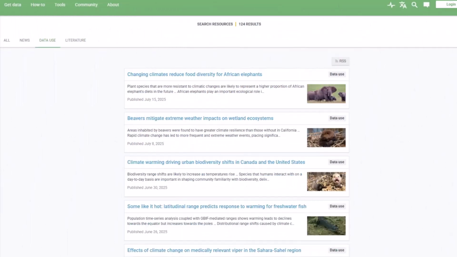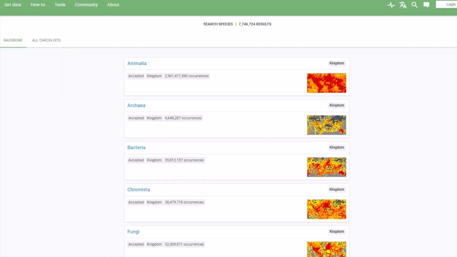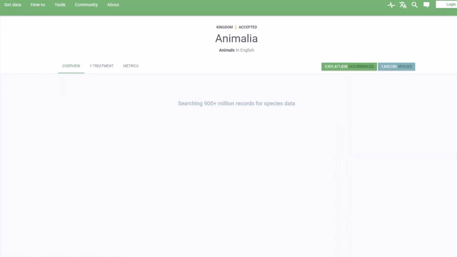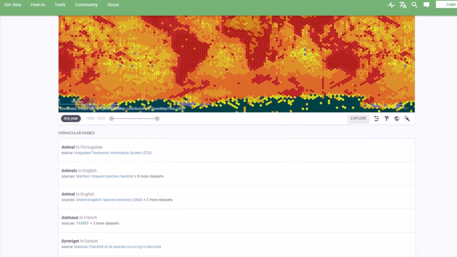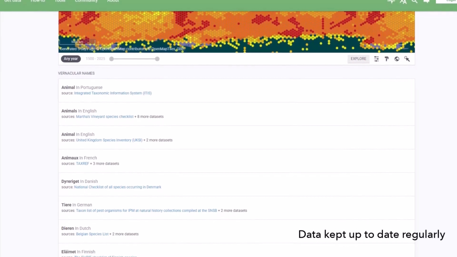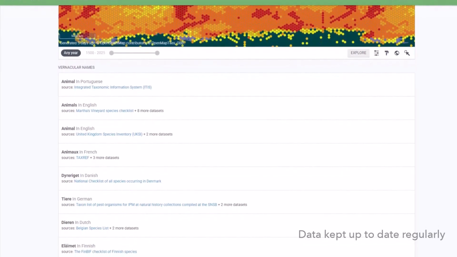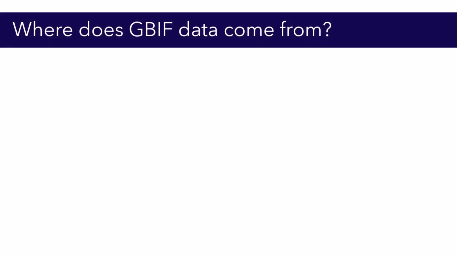GBIF does not collect new observations. They merely compile data from lots of different sources into a single place so that the data are easy to find and access and use. The data are compiled regularly so they reflect the most recent contributions. The data compiled by GBIF come from lots of different places.